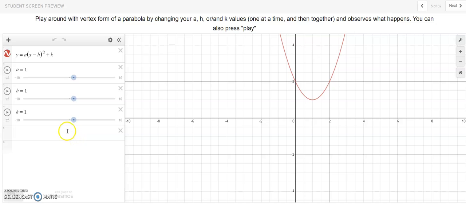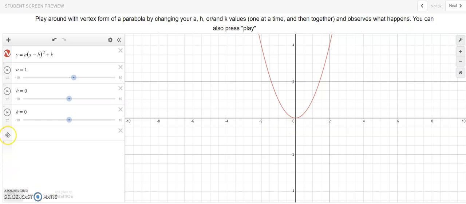So the first thing that I want to do is reset my A, H, and K back to where it would be the parent function. The parent function would have A as 1, H as 0, and K as 0. So there we go. Right now, it's the parent function.